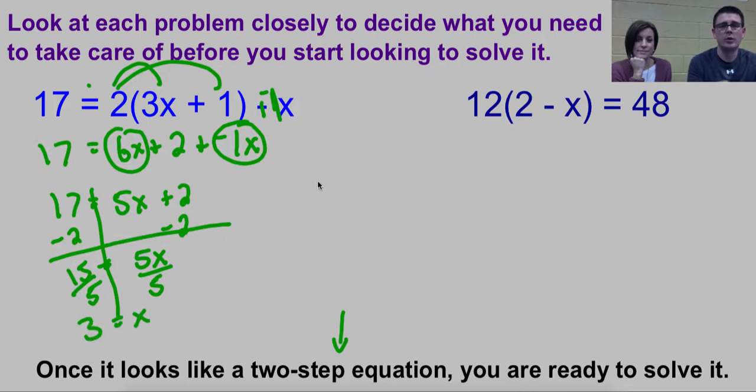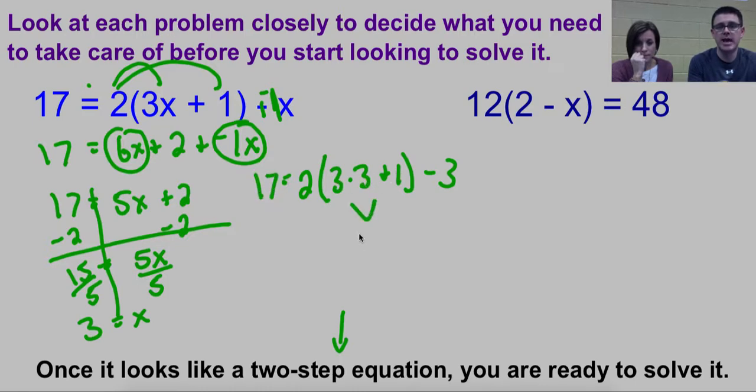These are the ones where it really is going to take some work to actually check your solution. But it's so important. You will catch all those little mistakes if you take that time. So I plug in 3 for x, so 3 times 3 plus 1 minus 3, and we're hoping it gives me 17. 3 times 3 is 9, plus 1 is 10, because you do the parentheses first. 2 times 10, multiplication comes next, is 20. Minus 3 really is 17, which is what I wanted. So I am good.